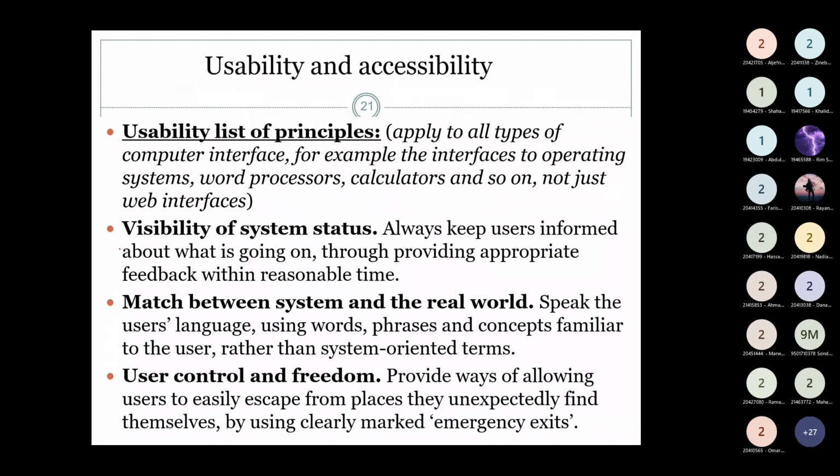So move now to the usability and accessibility. So usability list of principles. It will apply to all types of computer interface. For example, the interfaces to operating systems, the word processors, the calculators, and so on, not just the web interfaces. So this is the usability list of principles. You will apply to all types of computer. This is what it means, usability. It can be used everywhere, okay? It does not rely on subsystems. No, it is used everywhere.